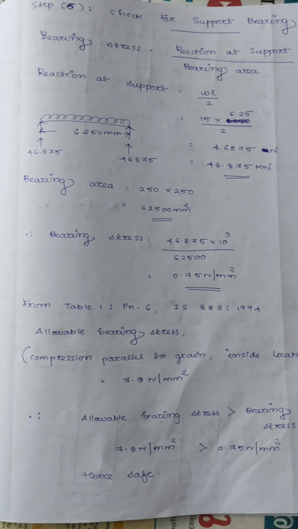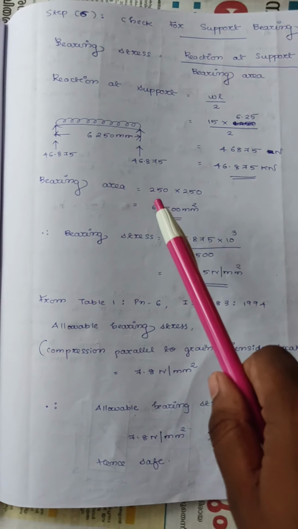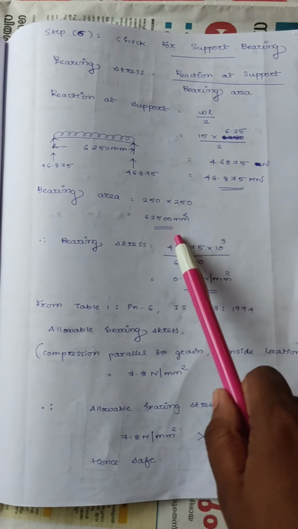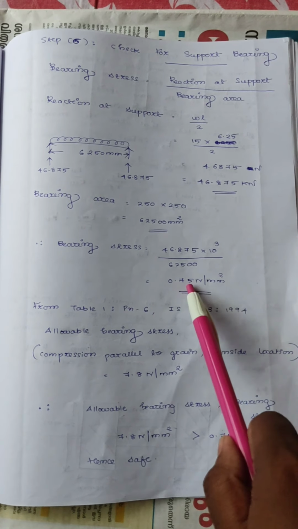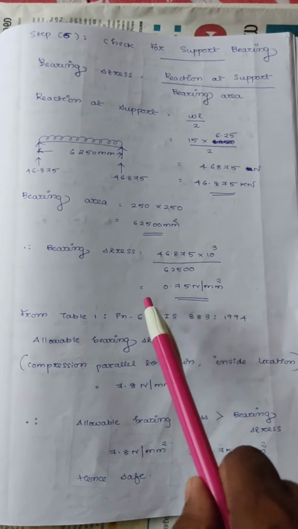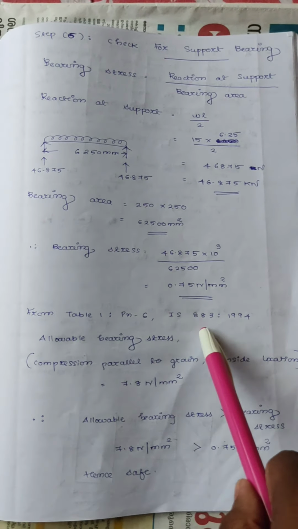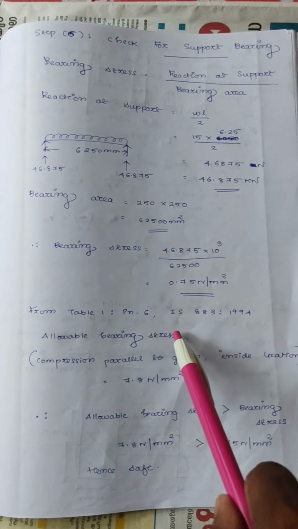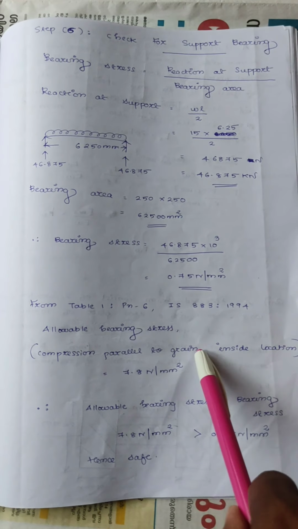Next the bearing area will be equal to 250 into 250, that is the bearing length of the support. So with 250 by 250 we get the bearing area, then bearing stress is equal to reaction at support by bearing area. We will get bearing stress is equal to 0.75 Newton per mm square. Like the previous cases, here also we need to find from table 1 page number 6 of IS 883 1994 the allowable bearing stress. From the IS code the allowable bearing stress is obtained as 7.8 Newton per mm square.